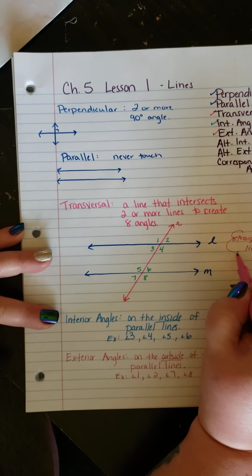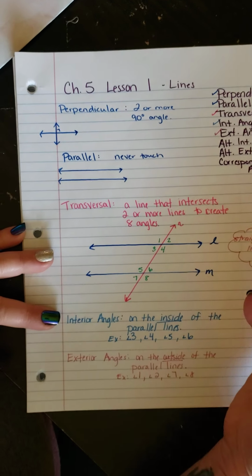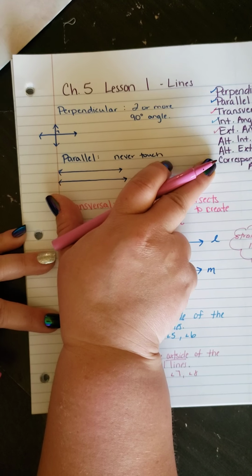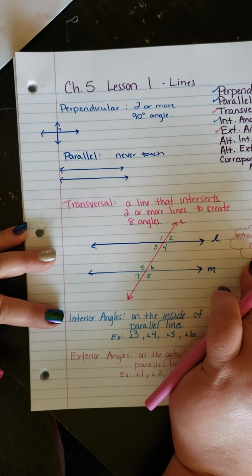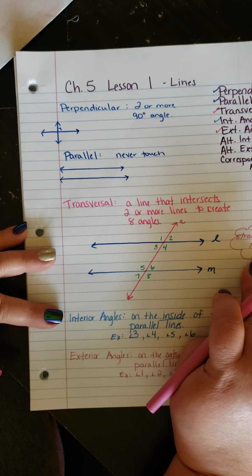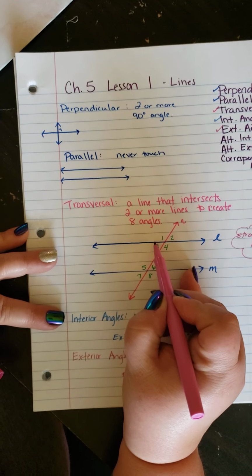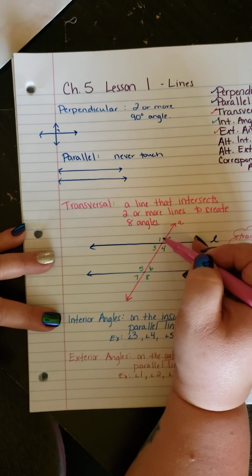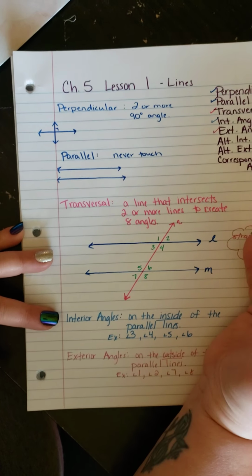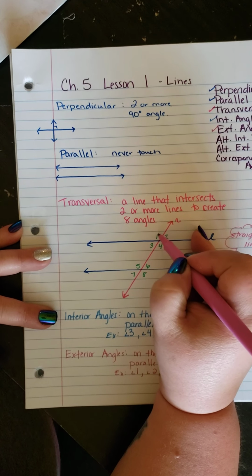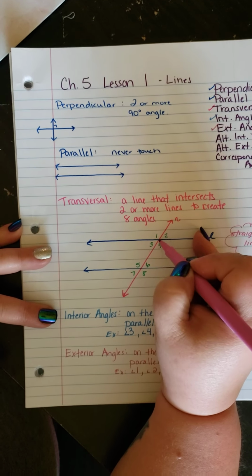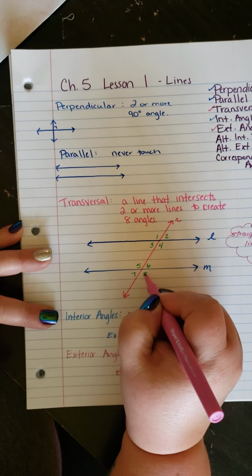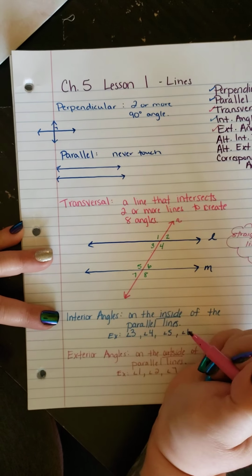That is important. If we forget that, or better yet, if we forget our alternate interior, alternate exterior, or corresponding angles, we can always fall back on our 180 degrees. Because if we think about it, technically speaking, we got a lot of straight lines here. Straight line, even this one here, straight line. So I have to know that my angles added together have to equal 180 degrees.